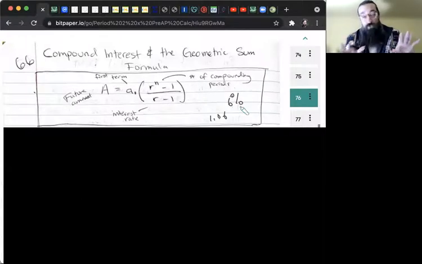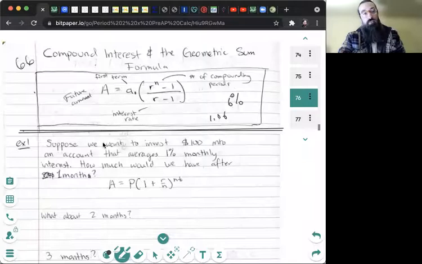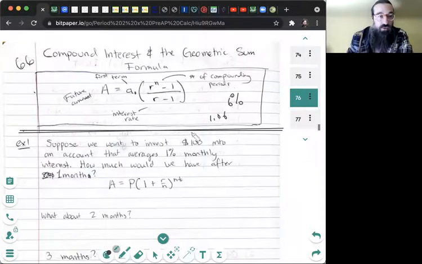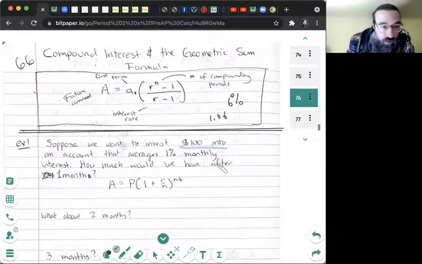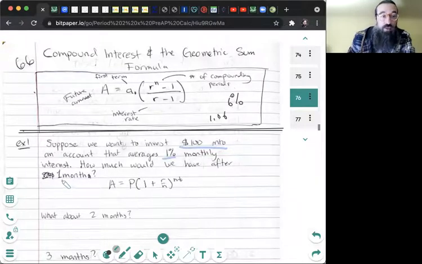We're not going to use it first, though. We're going to actually use a previous formula first. So get that down and we'll keep going. So it says, suppose that we want to invest $100 into an account that averages 1% monthly interest. How much would we have after 1 month?